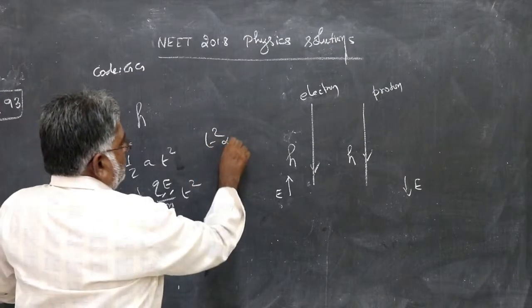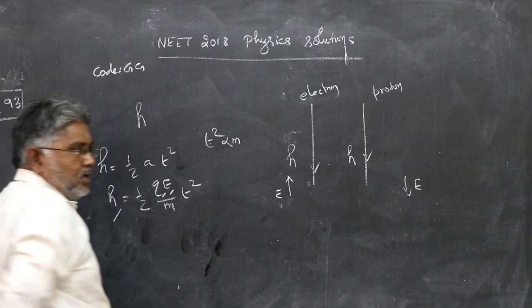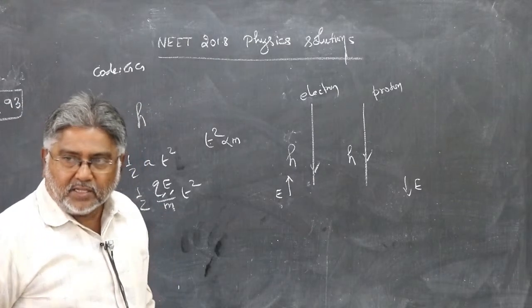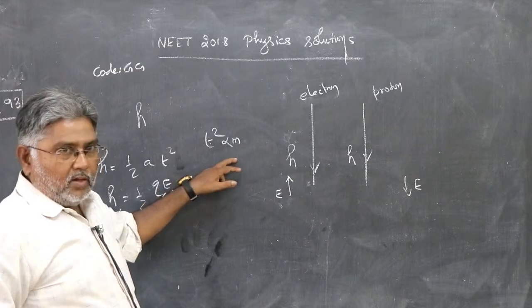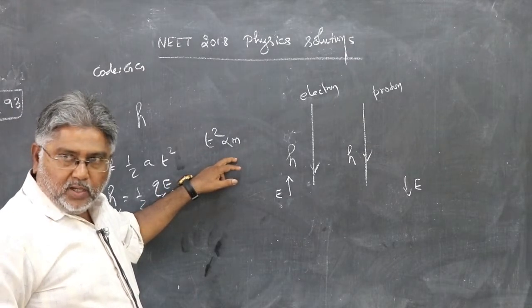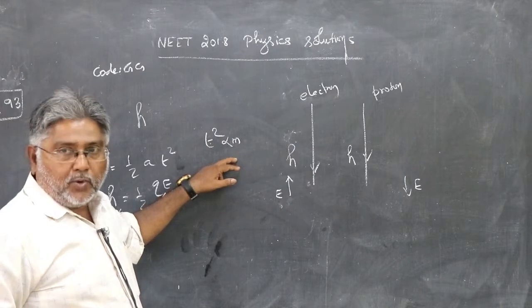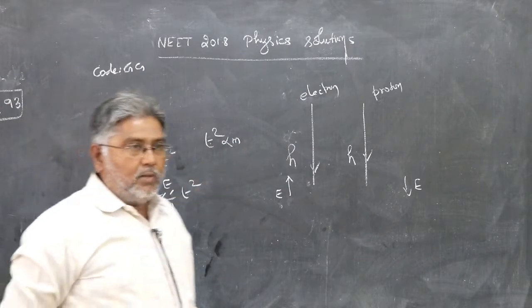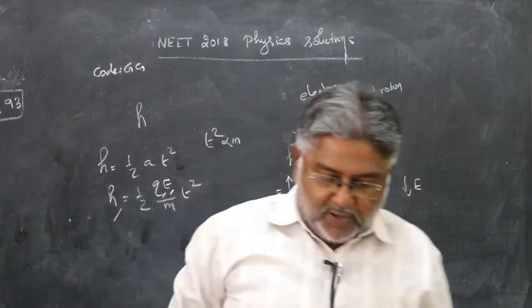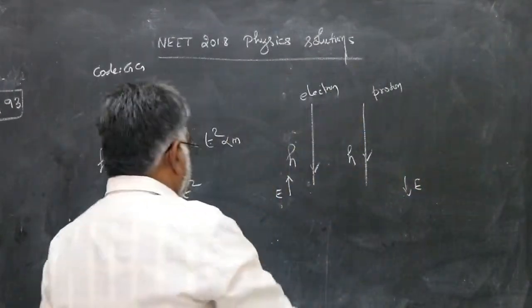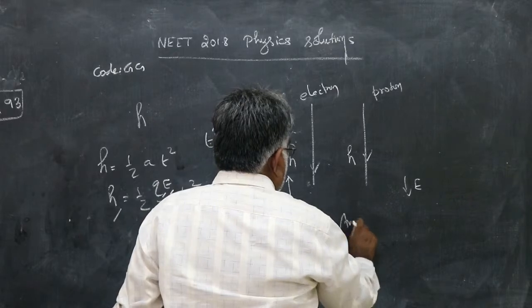So, t squared is proportional to m, which means greater the mass, greater the time. Mass of proton is greater, therefore time will be more for proton, therefore for electron it will be smaller. Therefore, option 4 is correct. The answer is 4.